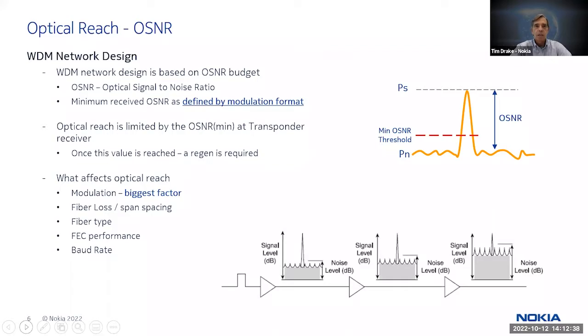That's how you can get thousands of kilometers. The higher you run that amplifier, the more noise it's going to put into the signal, and eventually the receiver will not be able to distinguish the noise from the actual signal it's trying to decode.